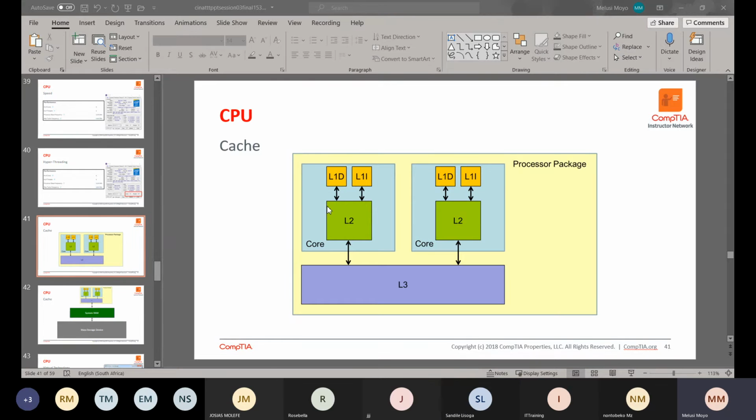We said they're built inside the core, and therefore it's easy access from the CPU. Okay. All right.